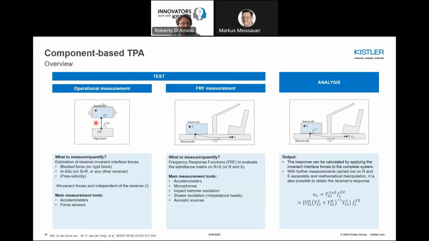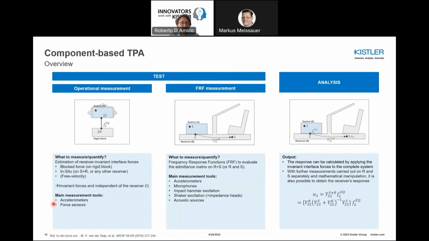There are other approaches to estimate an interface force which is independent of the receiver, which is, for example, the in situ estimation, which is also growing in relevance, I would say. And then you have a free velocity approach, which is less used with respect to the other two. I would say definitely nowadays blocked force is on the hype. We see a lot of applications for blocked force, and I think it is so because you're actually isolating the forces from the receiver, which is pretty interesting. So having invariant forces is the strength of component-based TPA.